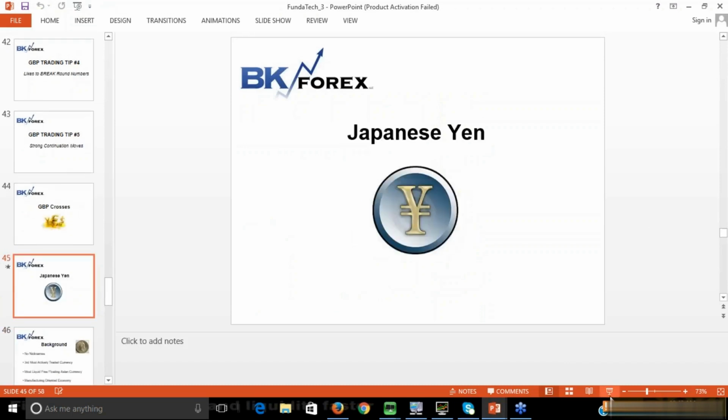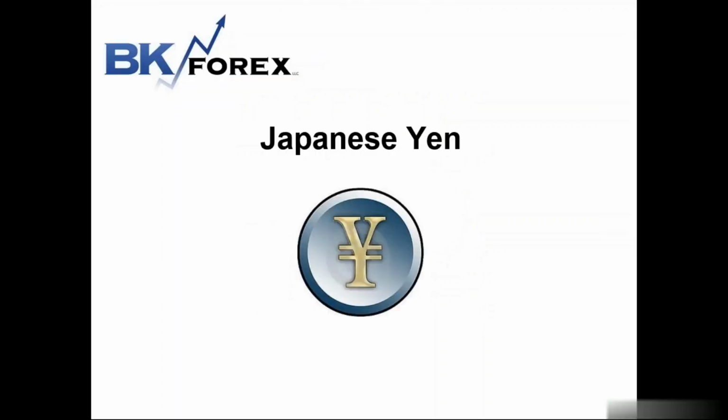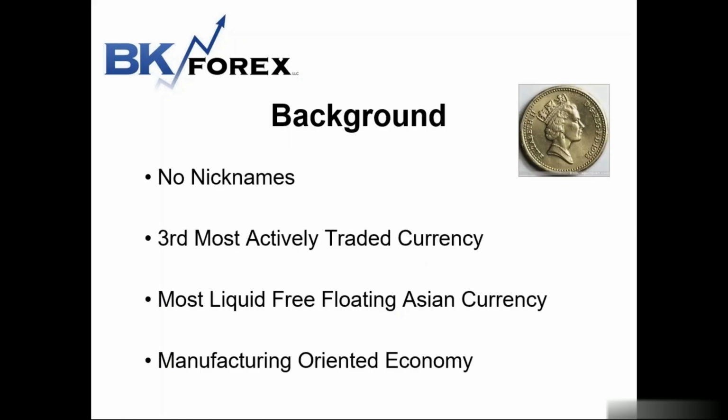Lastly, the Japanese yen. And in the next session, Boris will talk about the four other major currencies. The Japanese yen, there's no nickname for the Japanese yen. It is, however, the third most actively traded currency. It is the most liquid, free-floating Asian currency, and sometimes is viewed as the proxy for Asia.